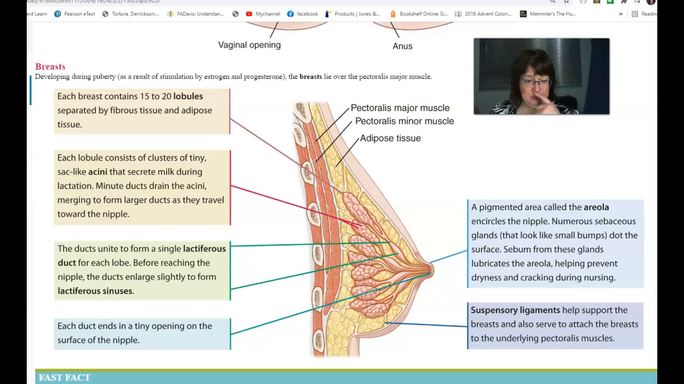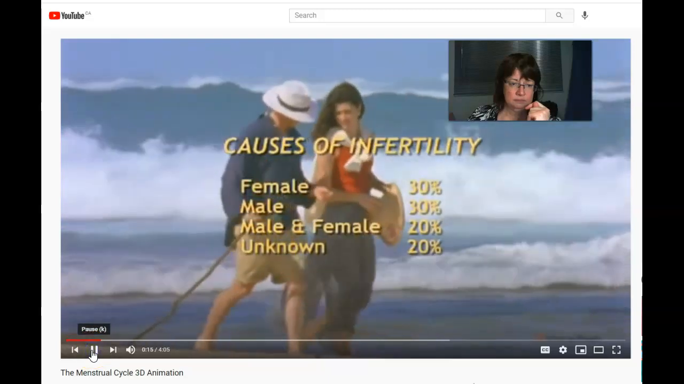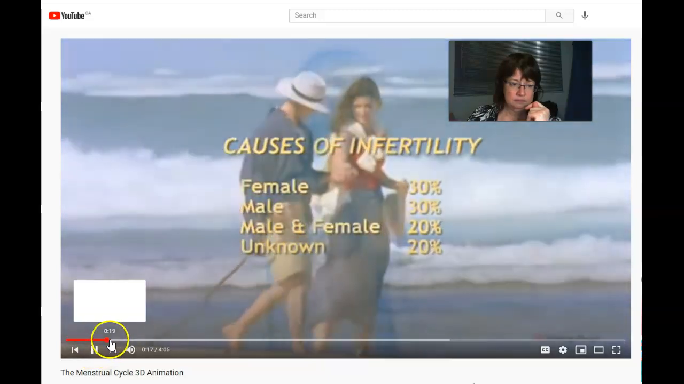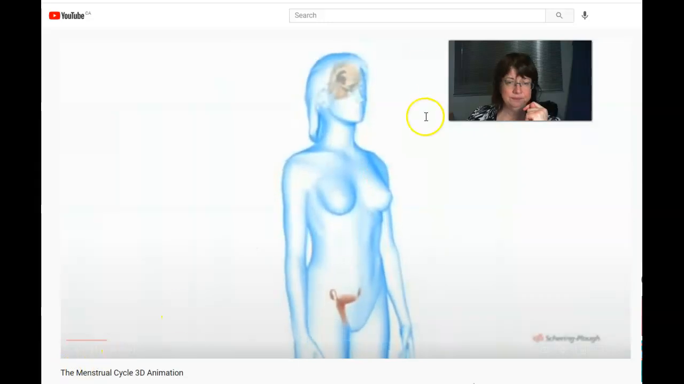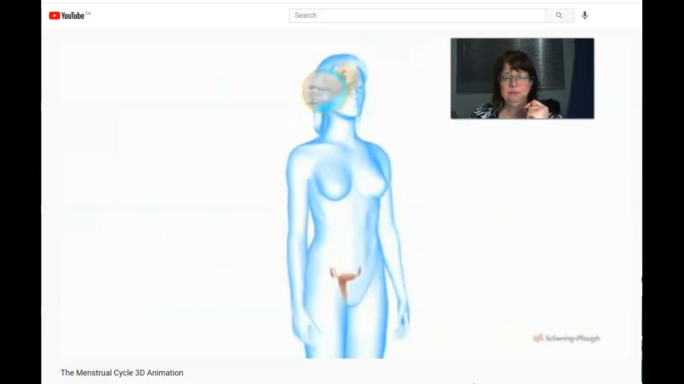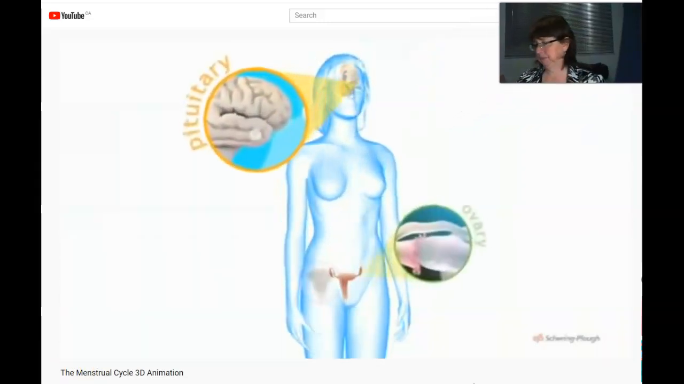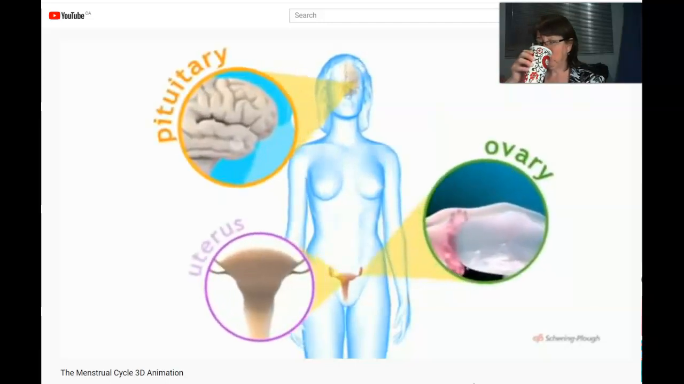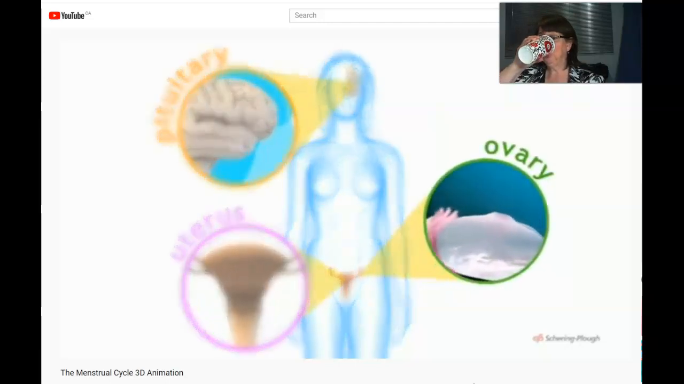Okay, now when we look at the hormones, they are quite tricky because we're going all the way back to the hypothalamus and the pituitary, and it works in a very tricky cycle because females cycle. The main players in the female reproductive cycle are the pituitary gland, the ovaries, and the uterus. Their activities are closely coordinated.